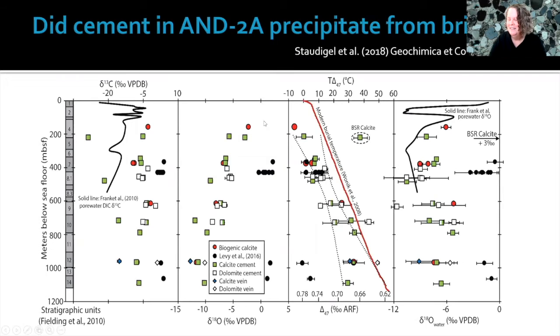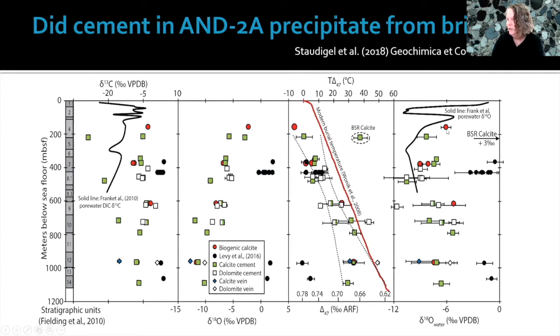Here you can see the delta 18O values of these different phases. The cement phases decrease in their delta 18O values with depth. You can see the fossil materials, however, have delta 18O values that are more consistent with formation from cold seawater. Here are the temperatures derived from the clumped isotope results, and you can see that they show an increase in temperature with depth in the cement phases, while the fossil materials tend to sit right around freezing temperatures.